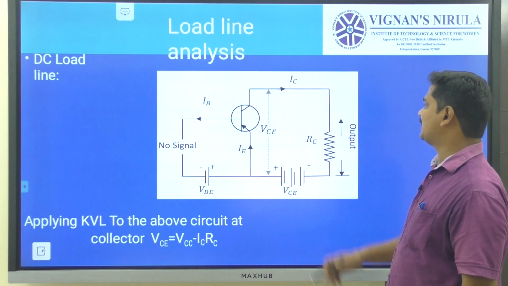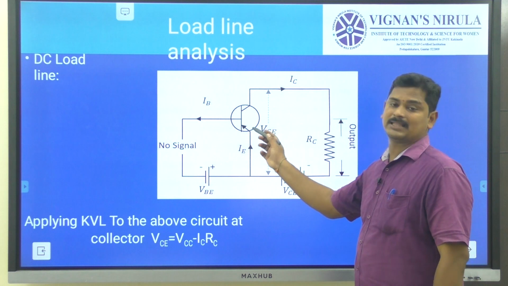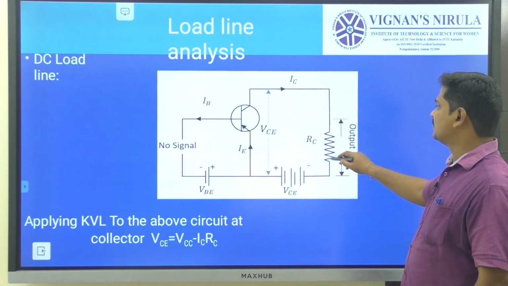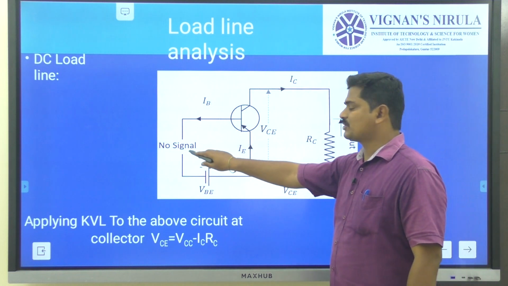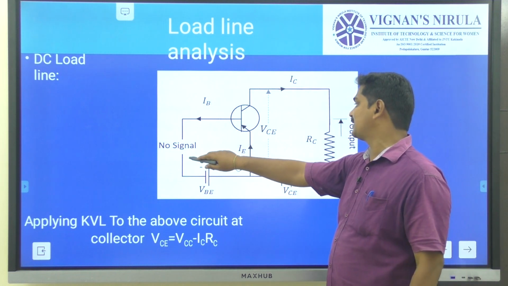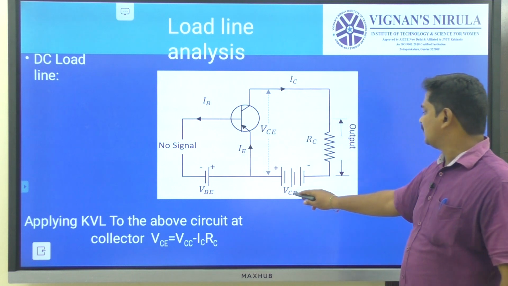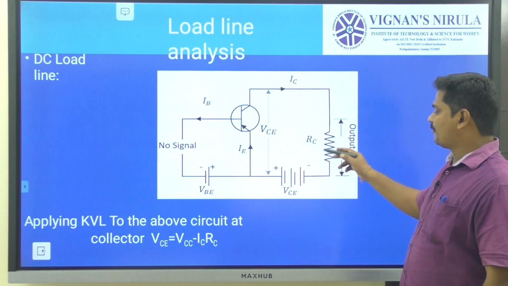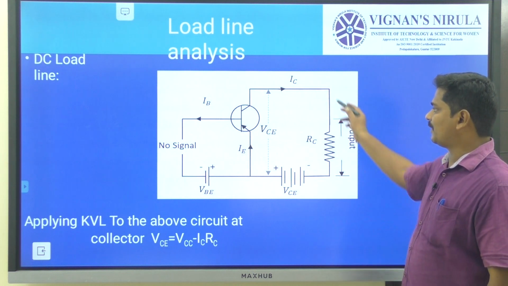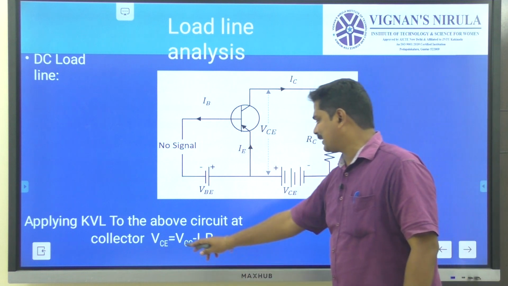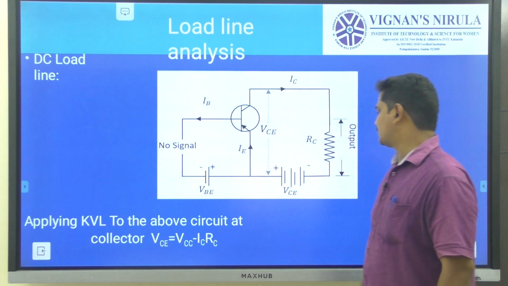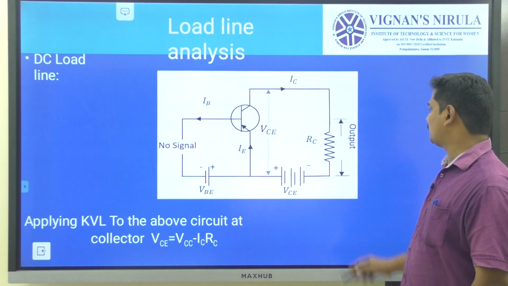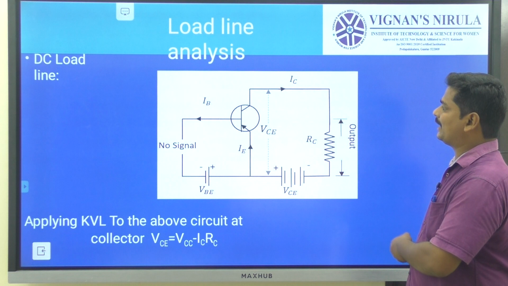Now this is the DC load line analysis. Here we are taking a PNP transistor and we connected one load resistor, RC, to the collector. There is no input signal, that is there is no AC signal, and we just applied the VCC voltage across the collector and the emitter. If we apply Kirchhoff's voltage law to this circuit, we get VCE equal to VCC minus IC into RC. This is the DC load line analysis.